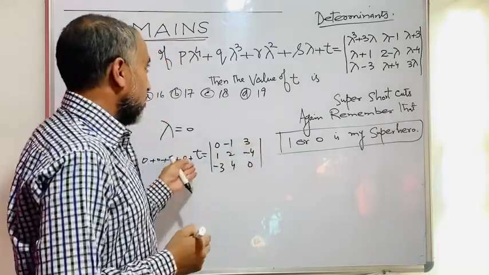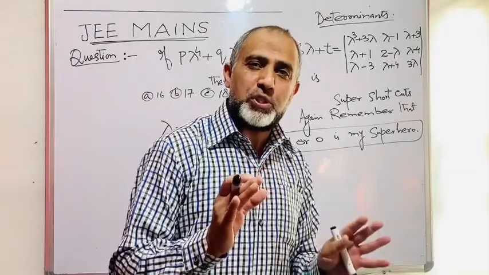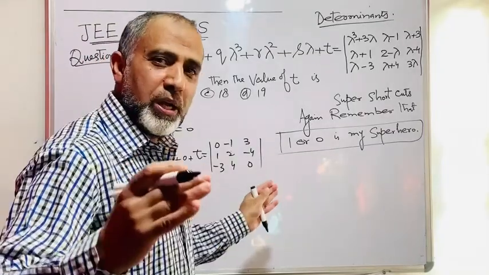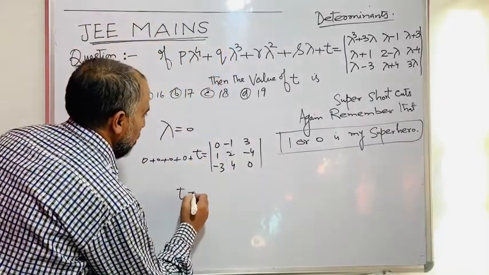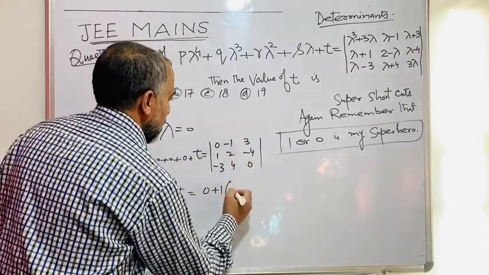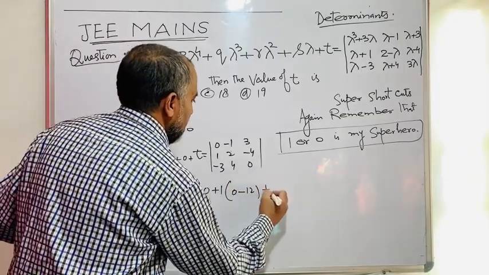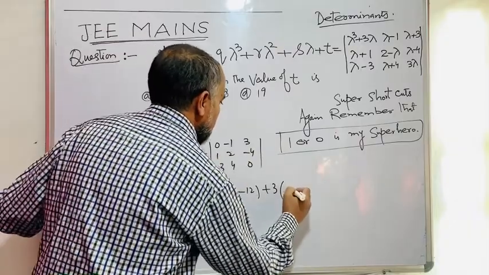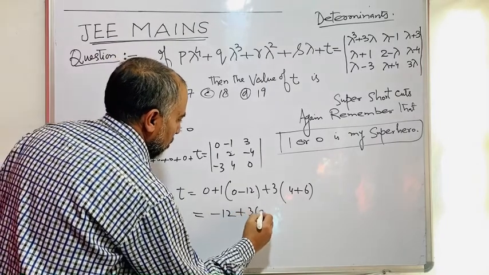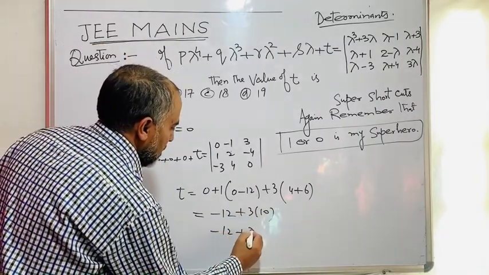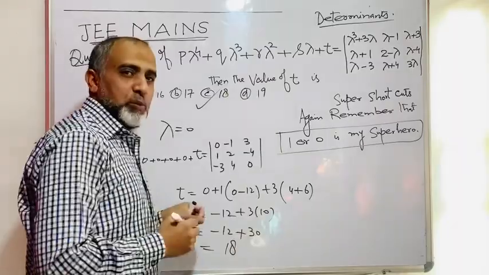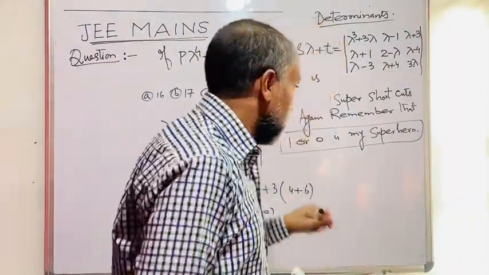Now look, this has been reduced to a simple question, that is a three order determinant. Is it clear? We can expand it with the help of any row or any column. Expand it with the help of the first row. 0 times anything is 0, plus 1 times, you have to block this row and column, it is 0 minus 12. Then finally, 3 times, this and this will go, it is 4 plus 6. This is minus 12 plus 3 into 10. This is minus 12 plus 30, and the result is 18. That means our correct option is C, that is 18.